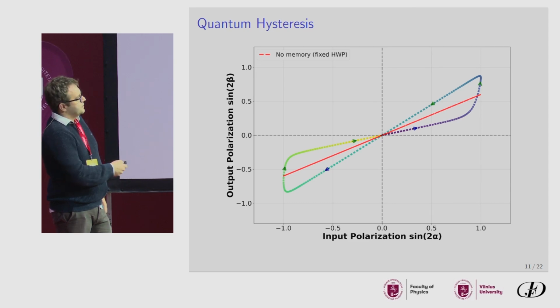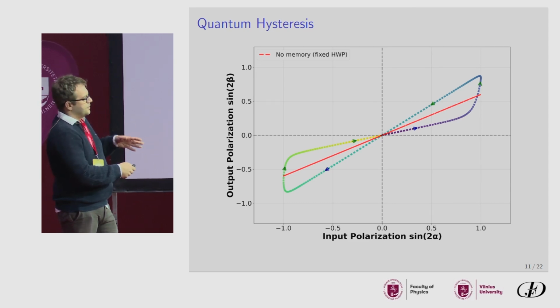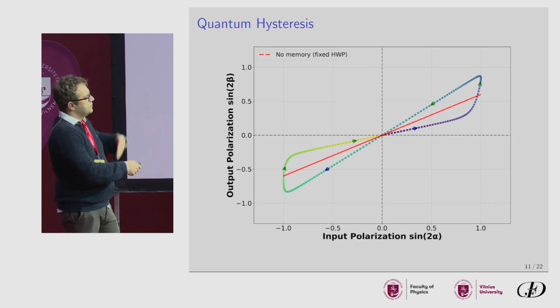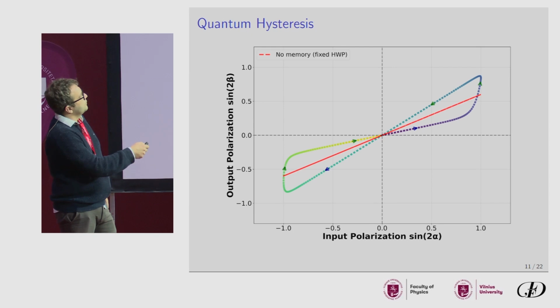Okay, this is steady state, because it does not start in the steady state. You have to wait for about 10 cycles to get the steady state. And if you have no memory, you just have a fixed angle on your HWP. You get just a rotation.